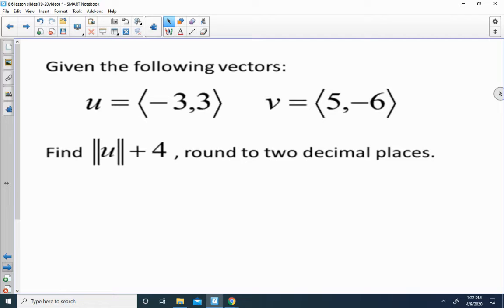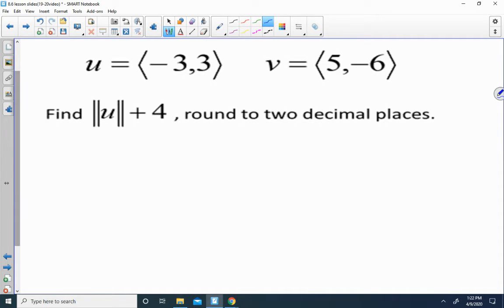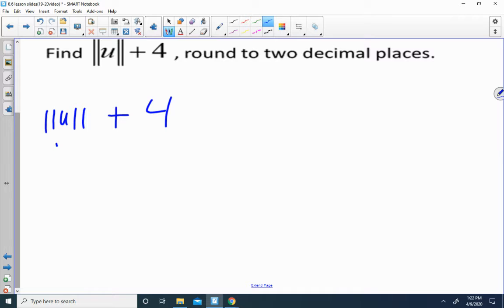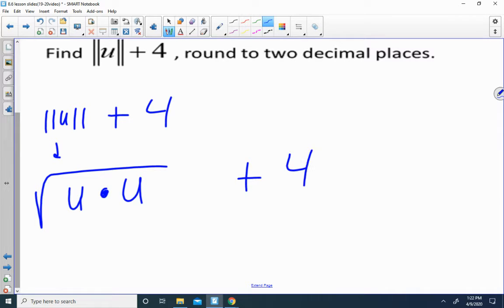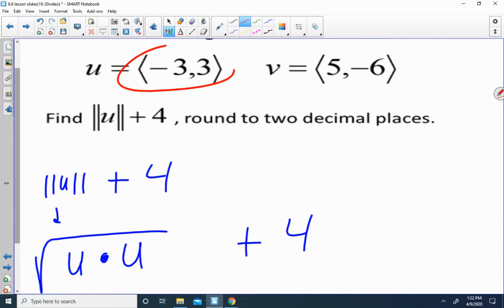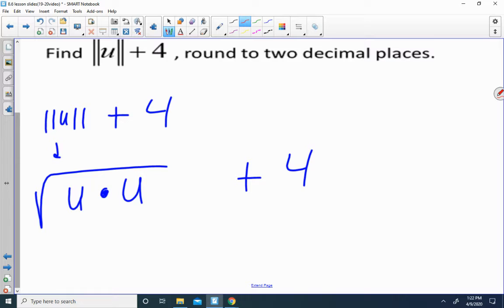So let's say you have these two vectors and you need to find the magnitude and then add it to 4, rounded to 2 decimal places. Just for giggles, I'm going to find the magnitude using the new way. In other words, I'm going to do the square root of the dot product of u and u, and then whatever that is, add it to 4. And let's see, vector u is going to be negative 3, 3. Got it.